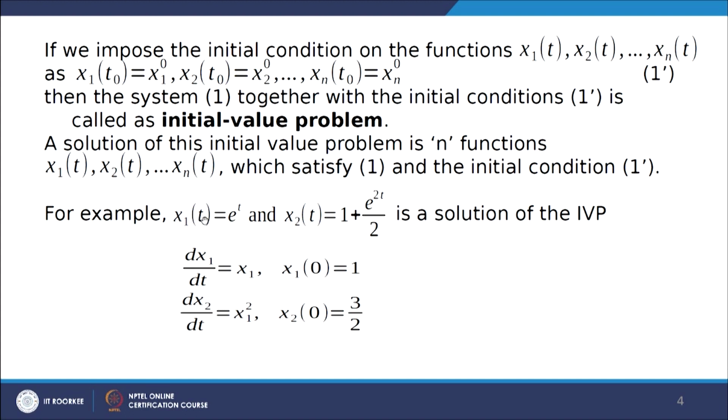And also you can see that x1 at t equal to 0 is equal to e to the power 0, which is equal to 1. So, x1(0) equal to 1 is satisfied, and x2 at t equal to 0 is 1 plus e to the power 0 by 2, which is equal to 1 plus half. So, we have 3 by 2. So, x2 at t equal to 0 is 3 by 2, and therefore, x1(t) equal to e to the power t and x2(t) equal to 1 plus e to the power 2t by 2 satisfy this system of differential equations together with the given initial conditions, and therefore, they give us a solution of the initial value problem.